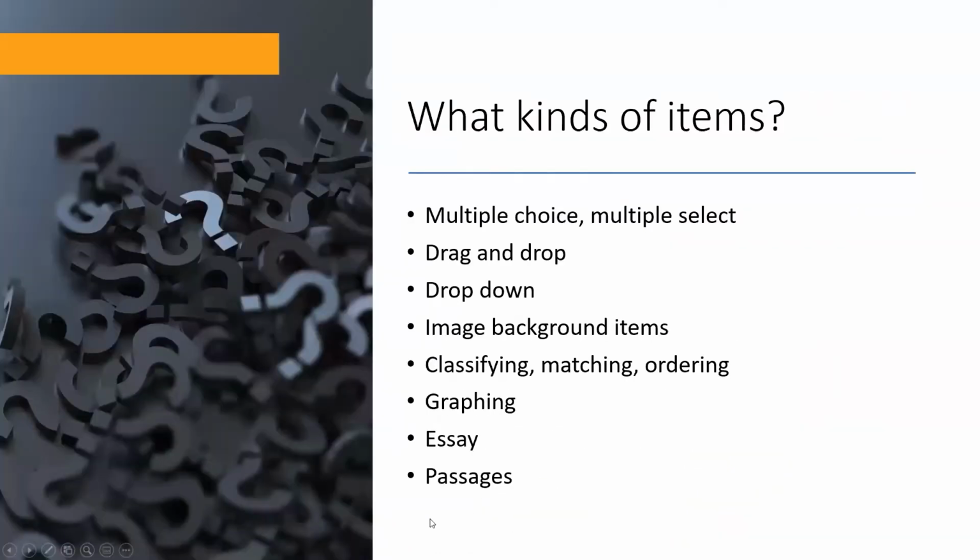So what kind of items do we have? Well, Lurnocity has quite a few more item types than what we chose to do in our initial launch, but these are the ones that we are going to feature today, and I'm going to show you in the demonstration. We have multiple choice and multiple select. We have drag and drop items. We also have drop down items, and again, those are primarily for having students choose the correct content without having to miss an item for misspelling.